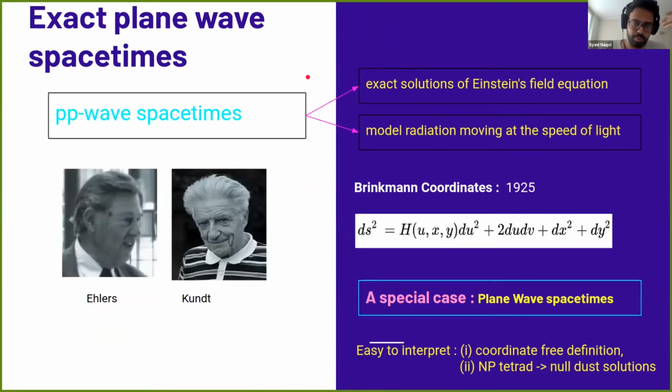And we know that from long back, gravitational waves were studied as exact plane wave spacetimes, so you have the wave nature built into the metric. You study exact solutions of Einstein field equations, which may be used to model radiation moving at the speed of light. These were known as pp-wave spacetimes by Ehlers and Kundt, where pp stands for plane wave and parallel propagation. Initially there were the Brinkmann coordinates in 1925, where the wave-like nature is built into this function H. A special case of that is the plane wave spacetimes, which we study now.